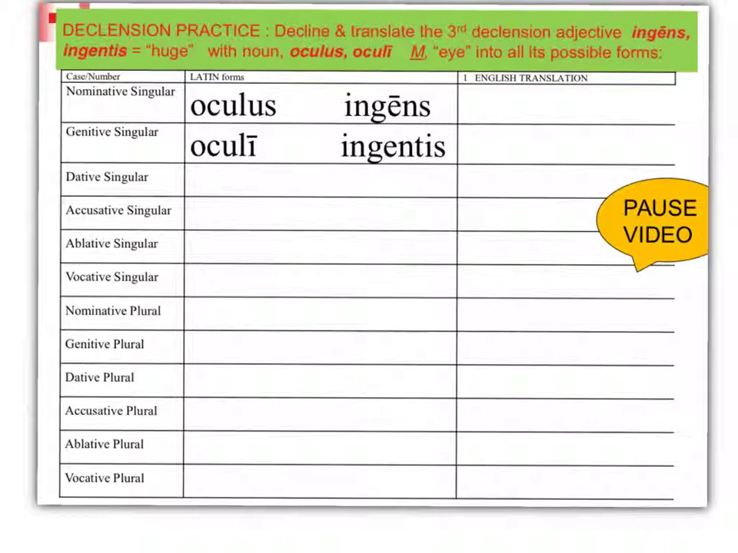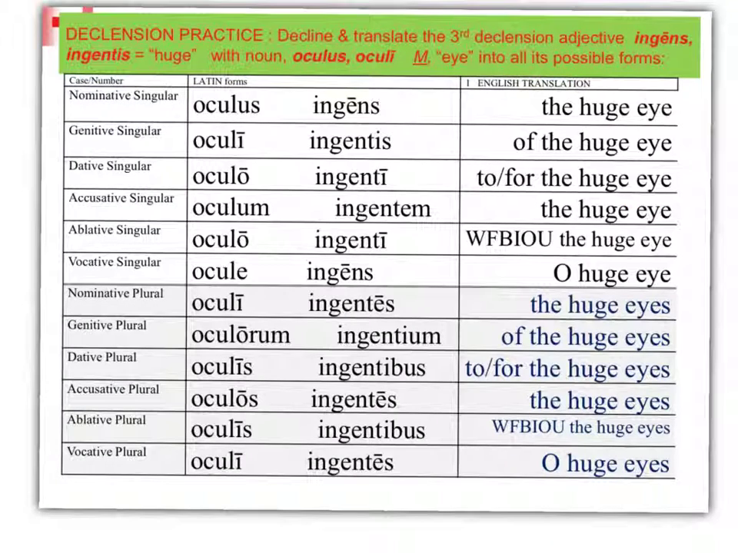Alright guys, with that in mind, try to decline and translate the third declension adjective ingens, ingentis, of one termination, huge, with the noun oculus, oculi, the second declension noun, masculine, which means eye, into all its possible forms. Crispus says pause the video now and do that. Pause the video now. Okay, now here are the answers. Pause this and see how you did on your paper.